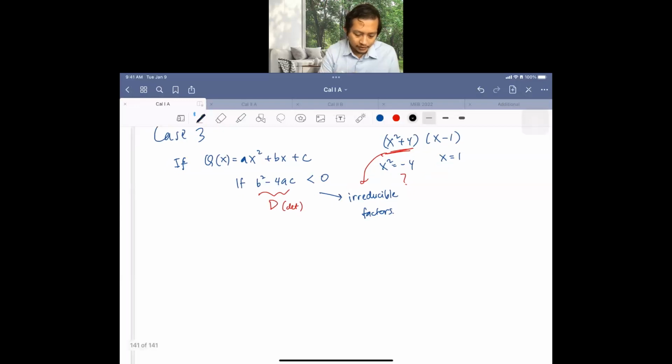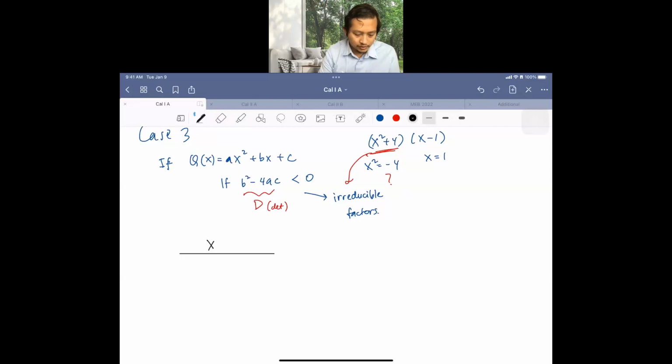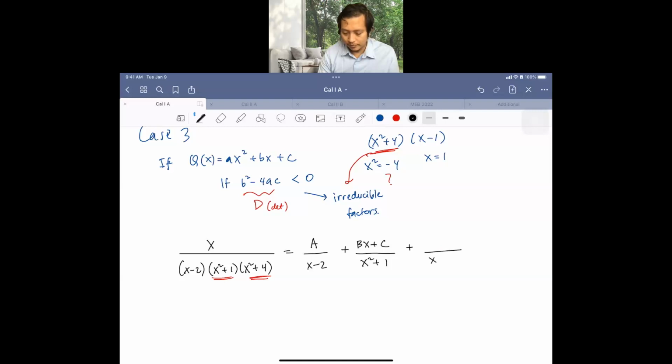So if we have, for example, x over x minus 2, x squared plus 1, x squared plus 4, we can separate this. The first one, x minus 2, is just a linear factor, so we have a constant. And the second one, we have the irreducible factor. So these two are irreducible factors. We can write this over x squared plus 1, and the top is a linear expression, so we have bx plus c. Similarly, the last one also has a linear expression on top.